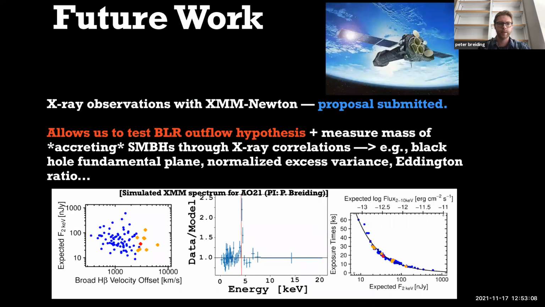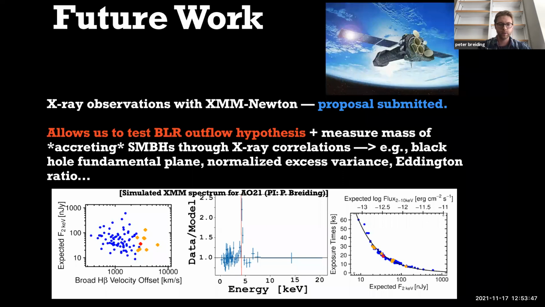And we have XMM-Newton observations that we submitted a proposal for. And the idea for these observations is multifaceted. One of them is in order to measure the mass of the accreting supermassive black holes through correlations with various properties such as the normalized excess variance with the Eddington ratio, with the black hole fundamental plane. And the idea is if we have an accreting supermassive black hole in the binary that's much less than what one can measure through the host galaxy correlations, which measures the total black hole mass, we might be able to find evidence for the binary in that way.